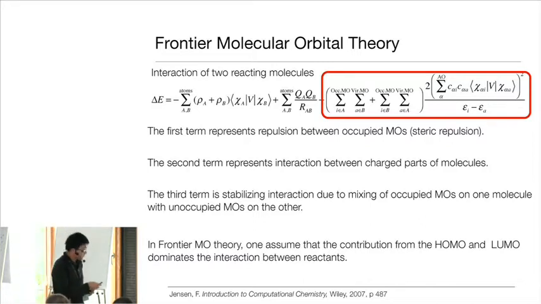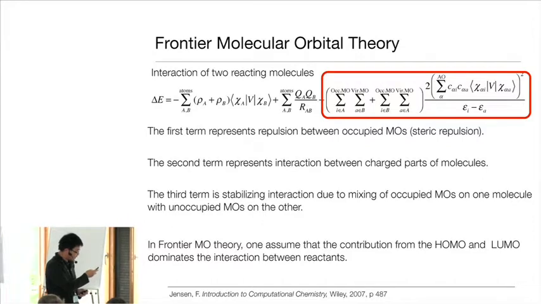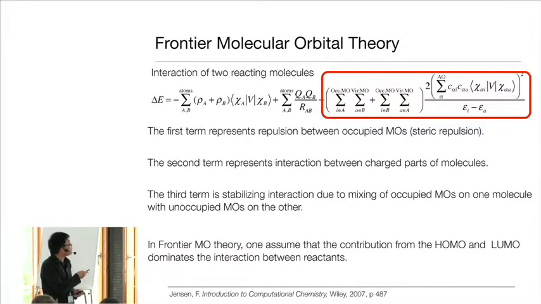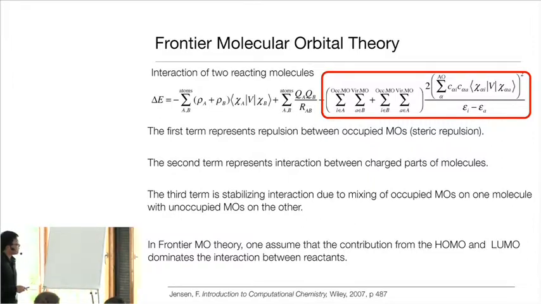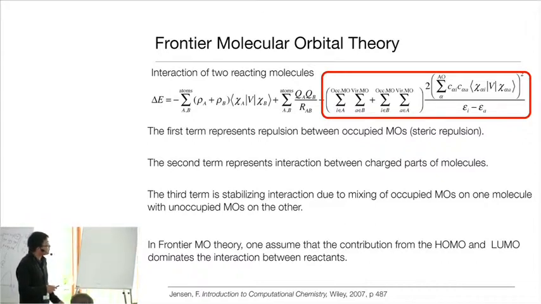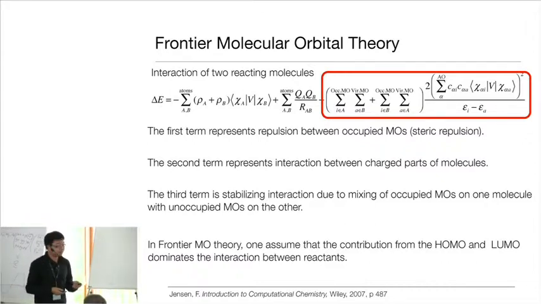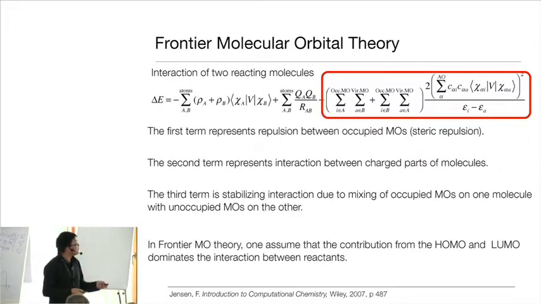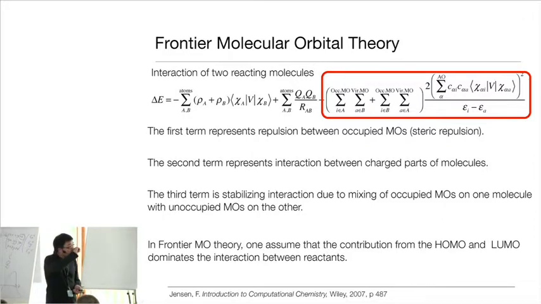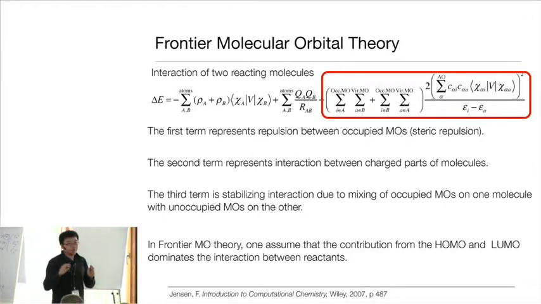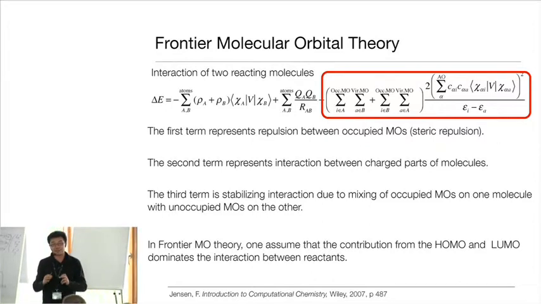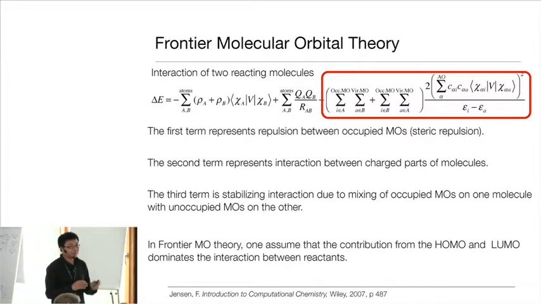So that describes this orbital interaction. Frontier molecular orbital theory believes that the interaction between the HOMO and the LUMO dominates this term, because of this energy denominator. This is a very crude approximation, but it gives a ton of chemical insight. I will give some examples, and then we start from this.